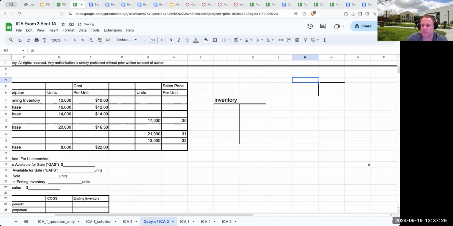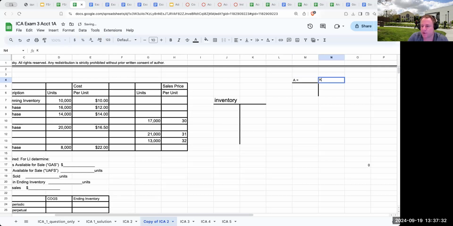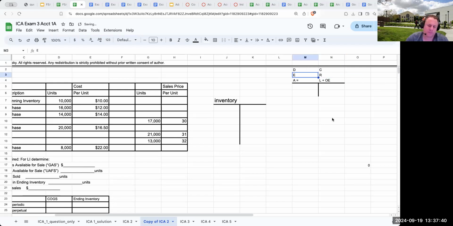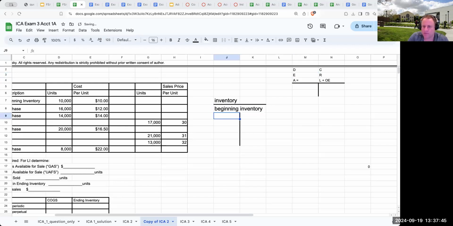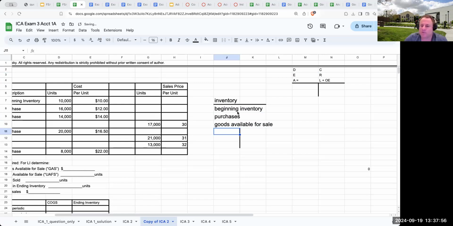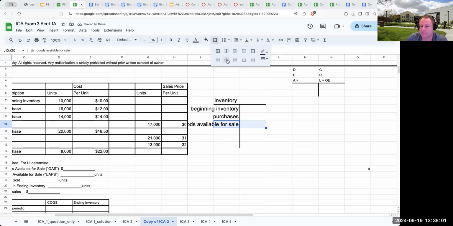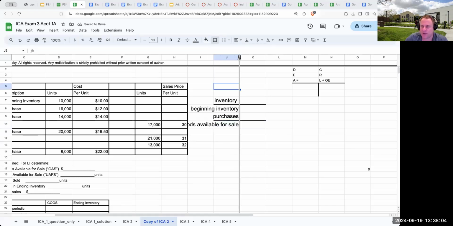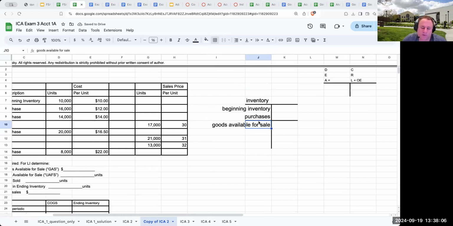So coming over here, we've got our assets equal to our liabilities plus our owner's equity, expenses, revenues, debit, and credit. In our inventory account, we have our beginning inventory, and then we're going to have our purchases. And this is going to give us goods available for sale. Effectively, what we're trying to do is go through and figure out our goods available for sale.